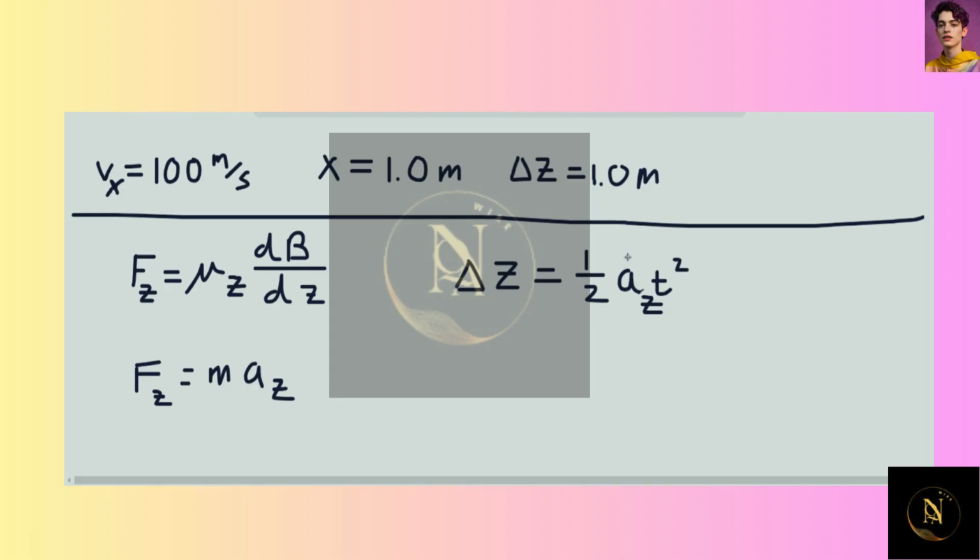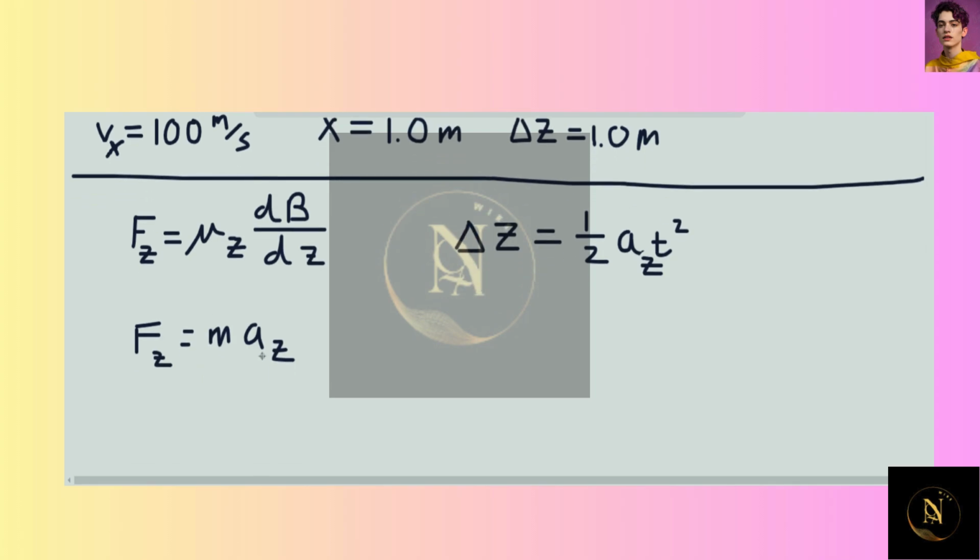Well, the question is, how can we relate this acceleration to the force in the z direction in the equation that we're given, where it's equal to mu sub z, which is the magnetic moment. It's just a constant. You can look it up. It comes from the charge of the electron times Planck's constant divided by 2 times the mass of the electron. It comes out to be 9.26 times 10 to the minus 24.